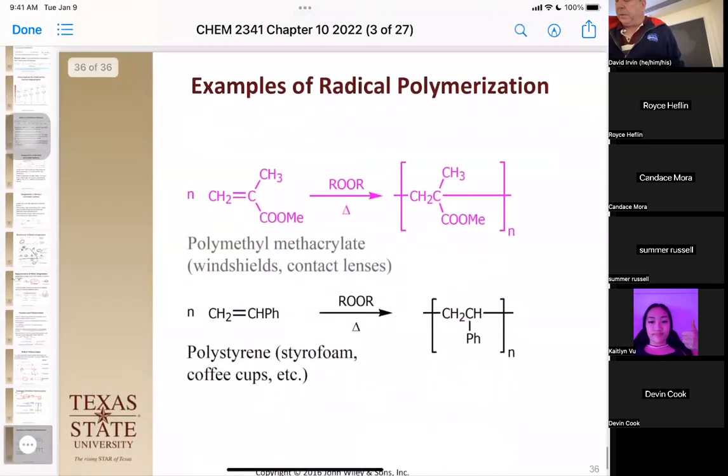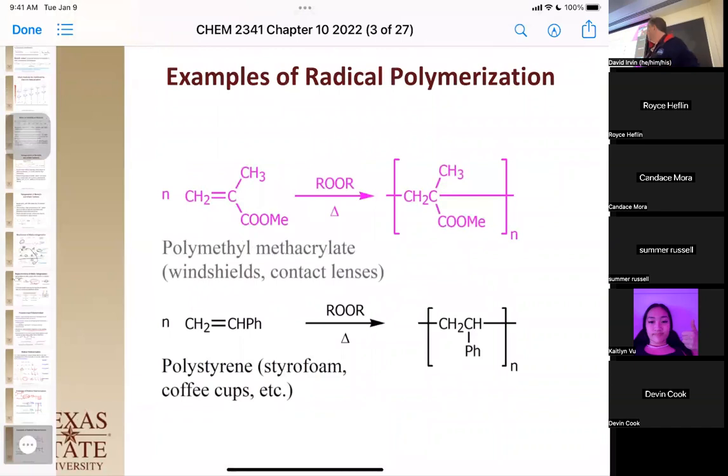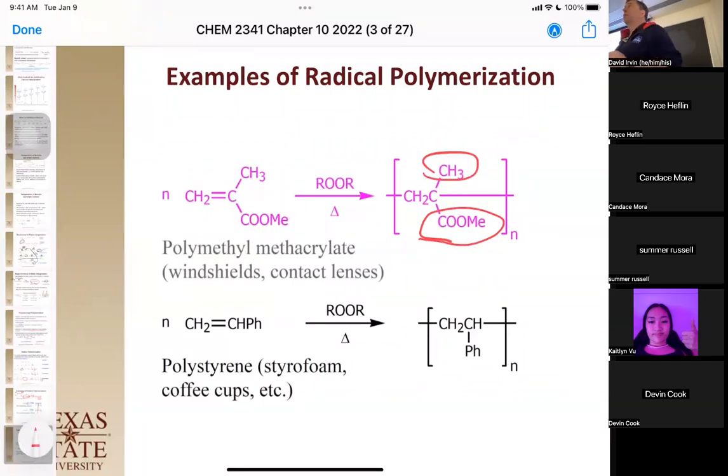Okay, so let me talk about 2 more polymers. The top one here is called polymethyl methacrylate. So this right here is an ester with a methyl alcohol group on it. And then this is another methyl group here. This polymethyl methacrylate is actually used a lot in contact lenses and in windshields because it's very durable and tough.